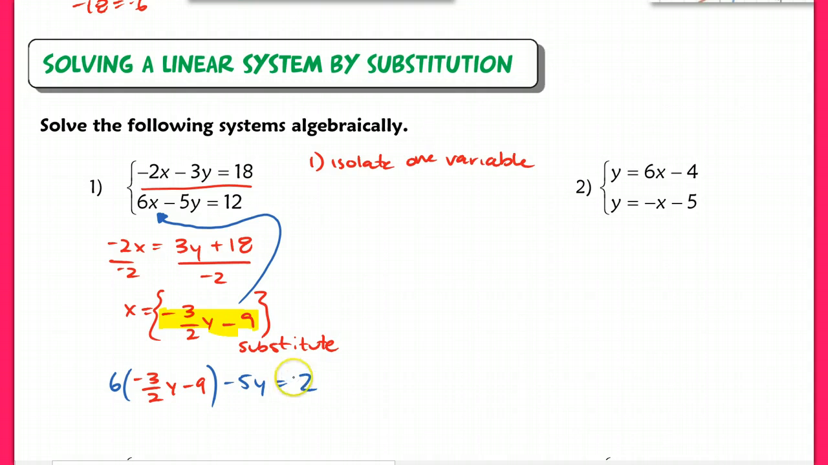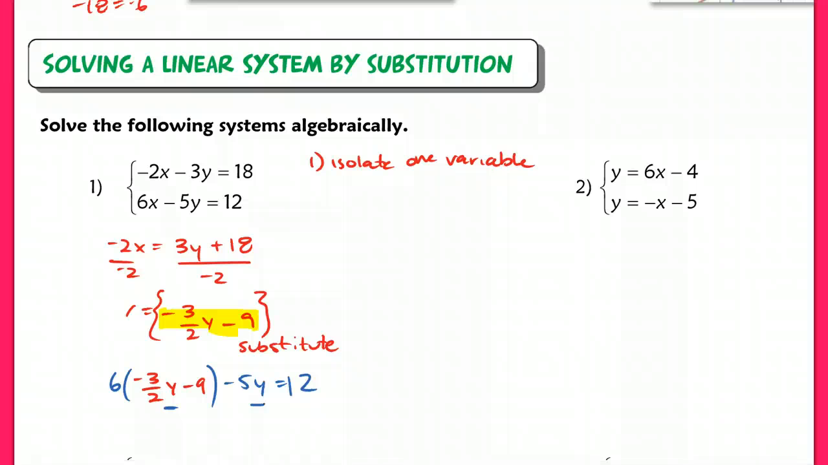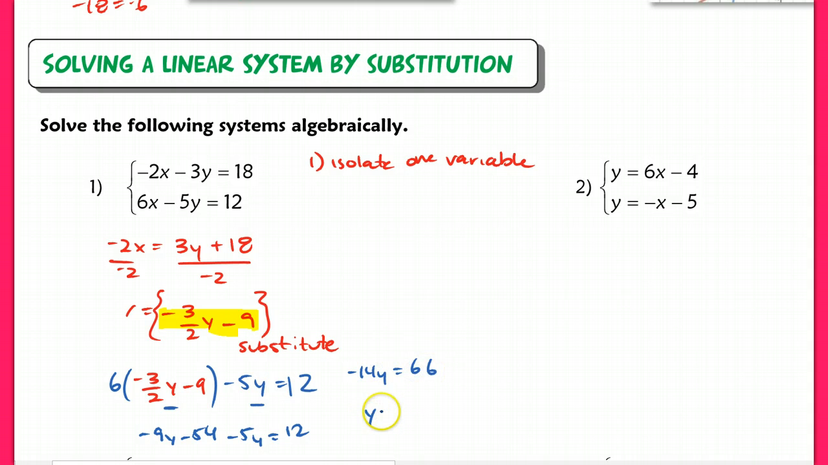Okay? I want you to notice that now you have only a single variable appearing here. So that's how you know you're doing something right, because you should be able to reduce this to a single variable equation. Now you can go ahead and just distribute and solve. So you end up with negative 9y minus 54 minus 5y equaling 12. When you simplify here, you get negative 14y equals positive 66. We're going to divide by the 14 here and simplify, so we have negative 33/7.